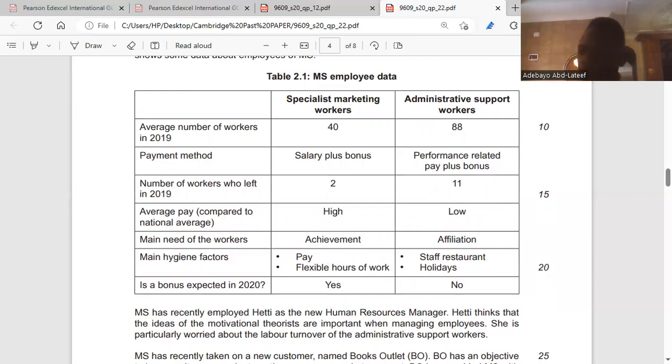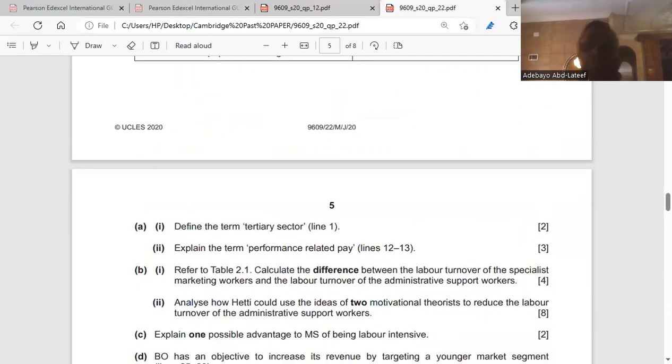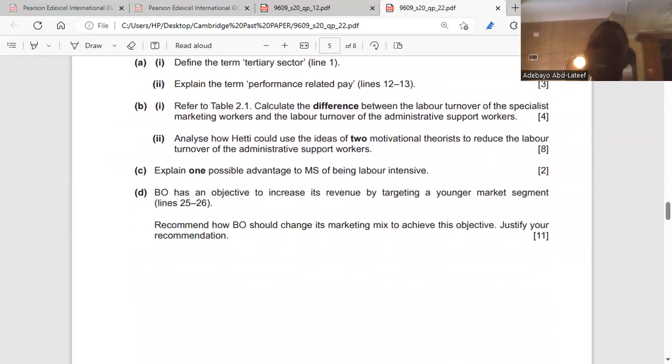Explain one possible advantage to BO of being labor intensive. First, you have to define what labor intensive is. Labor intensive is an operational method that involves using more workers for the production and few machines. That means investment is more on workers than machines. So the advantage of using labor intensive is that workers are flexible, so they can adjust to different market situations. That's the first one.